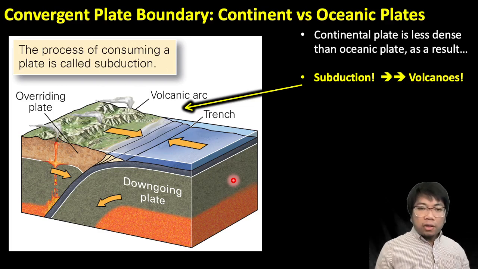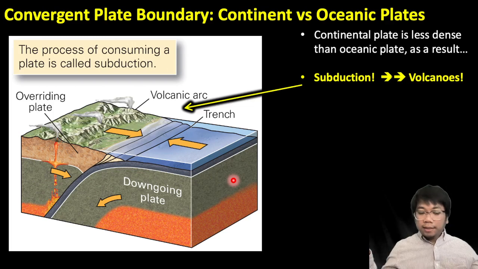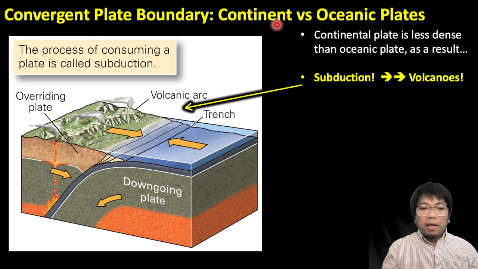The next type of plate boundary is the convergent plate boundary. Again, this happens when you have two plates moving towards each other. All right, so they are basically colliding. And there are a couple of examples that I'd like to show you. The first example represents a convergent plate boundary when we have a continental plate move towards an oceanic plate. Okay, so we have continental versus oceanic plates that are colliding.